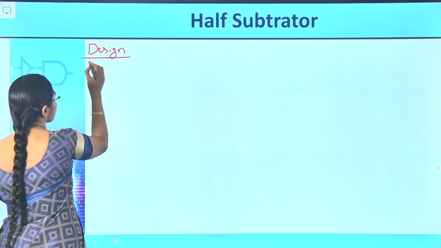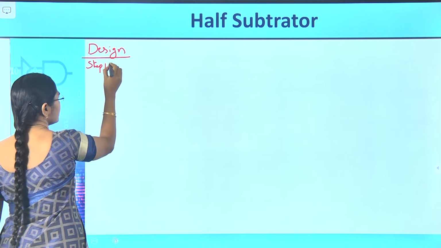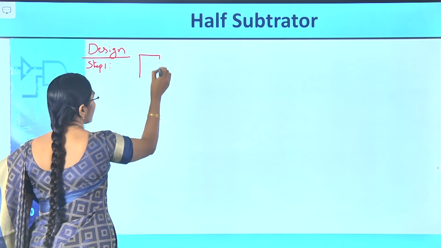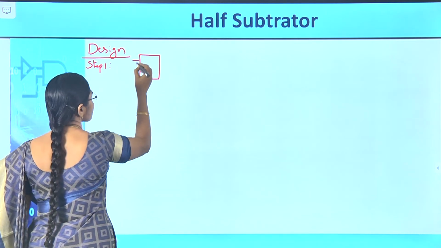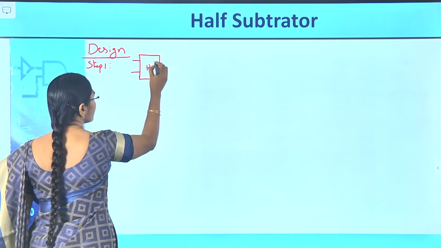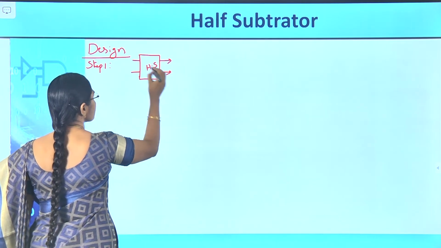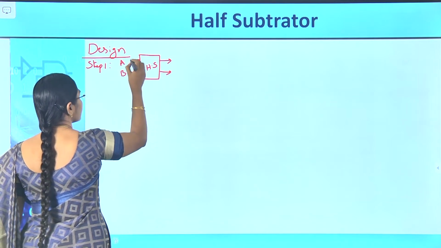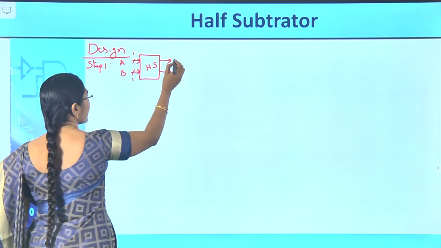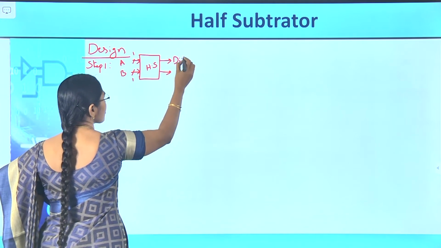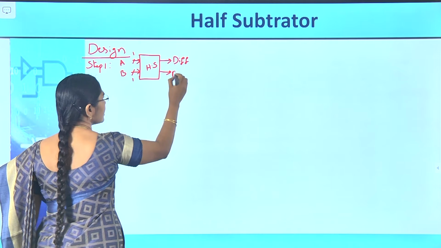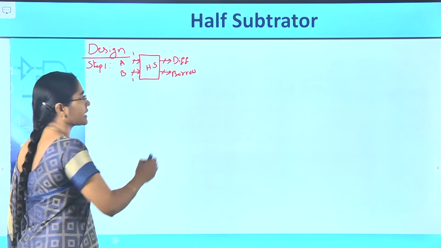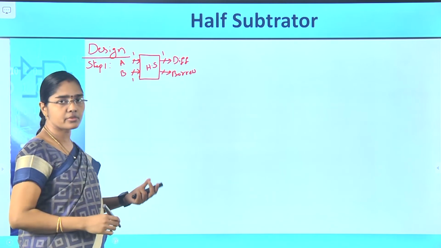What is the first step? Problem statement or verbal description of the problem. Our half subtractor is going to perform a subtraction operation between two inputs and produce two outputs. Let us assume the two inputs are A and B, and these are single bit, and the two outputs are one called difference and another called borrow. These two are also single bit. This is the problem statement.